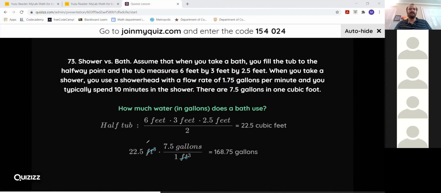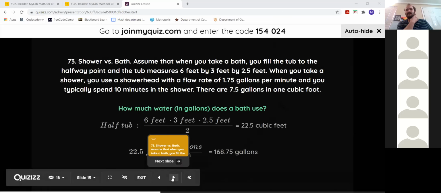So I didn't do it here. This is like one of the first times I hadn't done it in the notes, right? But if I really wanted to, I could put this over 1. This isn't my numerator. This is going to give me something in gallons when I multiply. I should be getting 168.75 gallons.